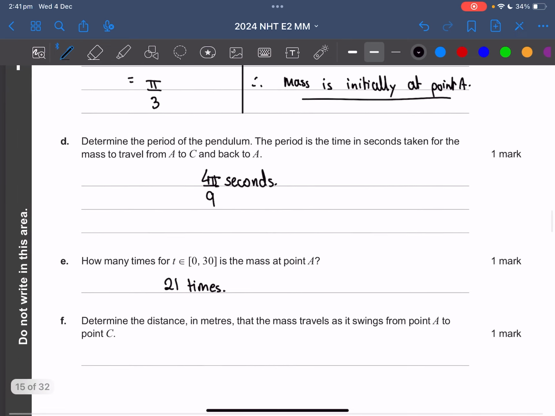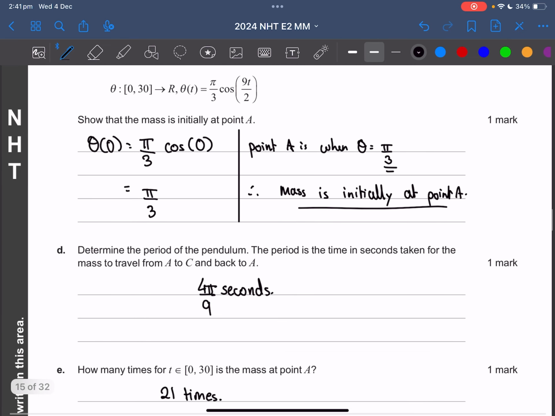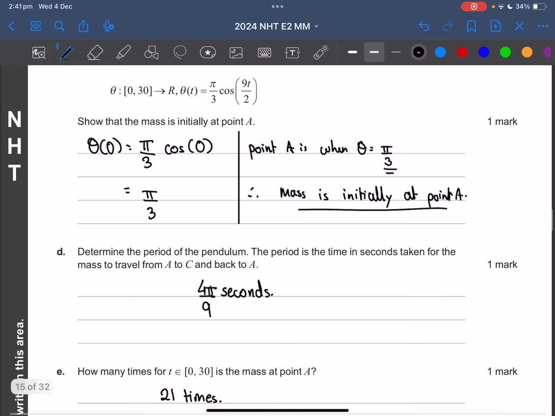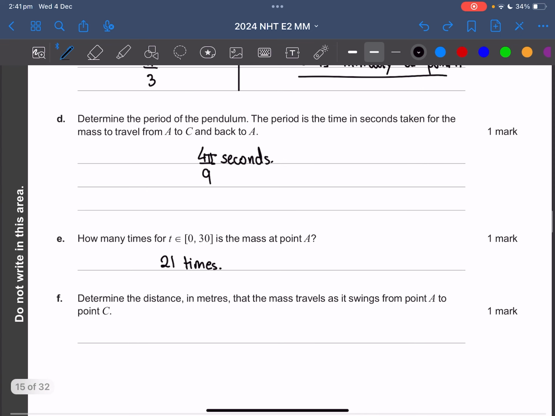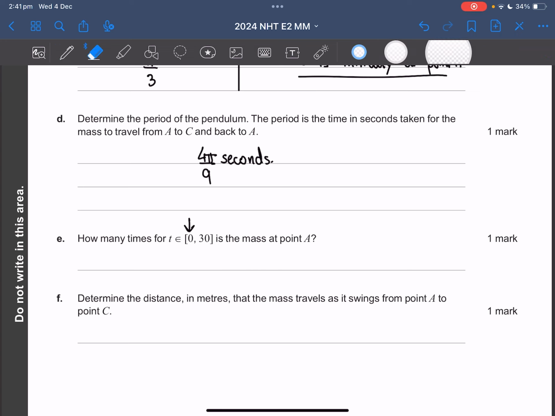Okay, wait, actually no, it won't be the answer. This is a bit of a tricky question because the mass is initially at point A. So that means that does count, because at t equals 0, we are including the position at t equals 0 as well. And at t equals 0, it is at point A. So we have to add plus 1 to this, okay? So the answer will be 22 times, okay? This is a bit of a tricky question, but hopefully this made sense to you guys, okay?